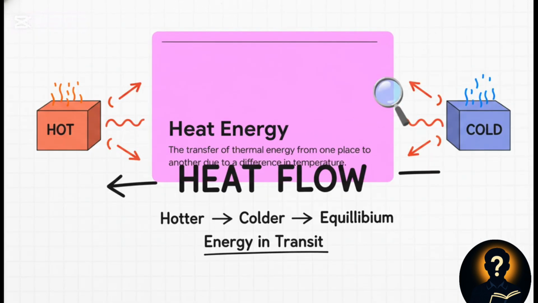Okay, now this next part is maybe the most important concept in the whole chapter, so really lock this in. An object doesn't possess heat. That's a common mistake. Heat is the transfer of thermal energy. It's energy on the move. Think of it like a message being sent. It's not the phone, it's the signal traveling between phones. And it always flows from a hotter object to a colder one.